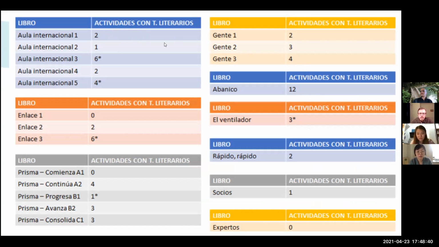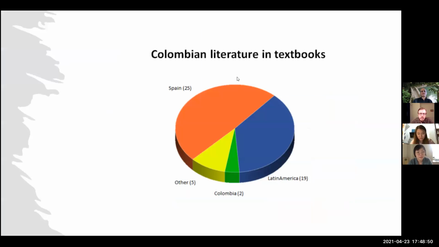If you see out of 61 books or 21 books, there are actually just 21 activities. So literature is not really being taken into account when it comes to teaching a language. So if I want to go deeper and see what Colombian literature's role is, there are only 2 authors out of 61 activities. So we really need to create more materials to teach culture and literature in Colombia.